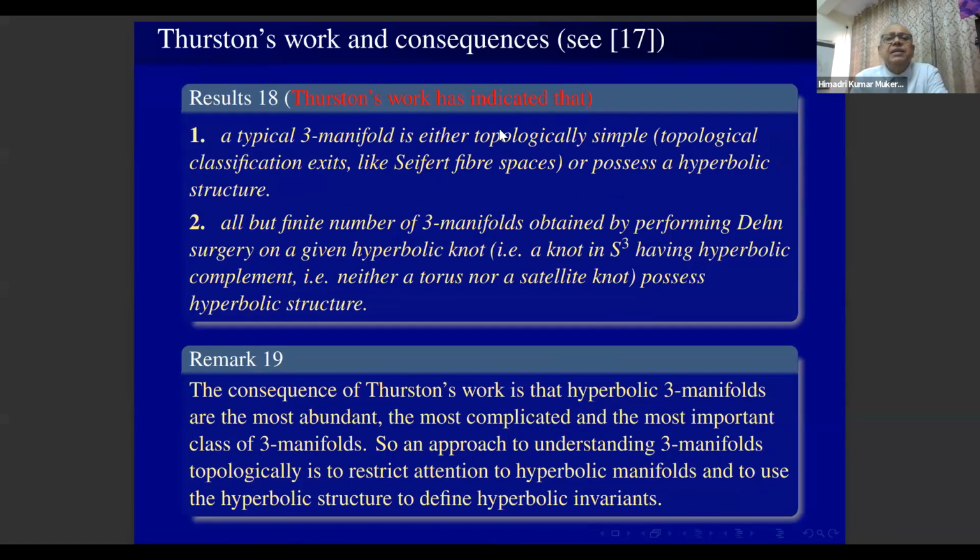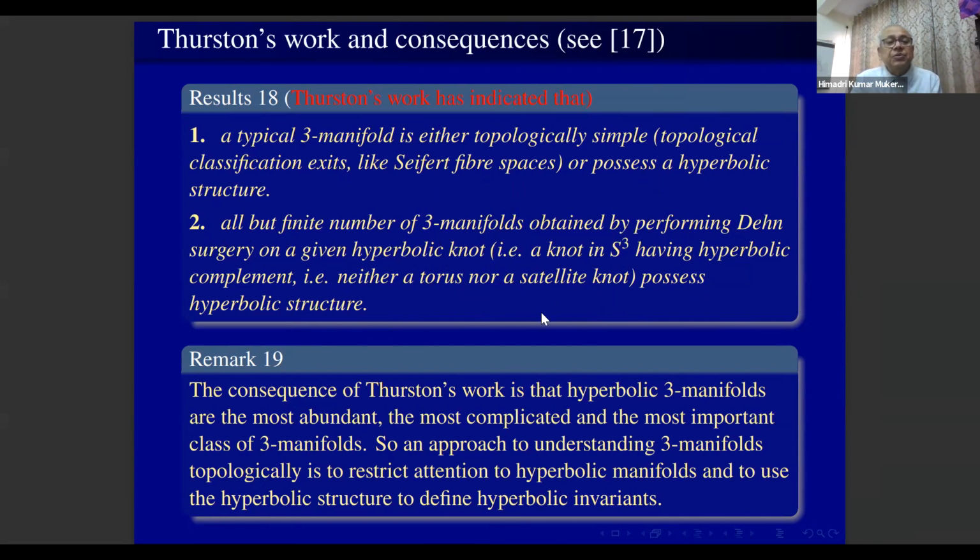Now, Thurston's work has indicated that a typical three-manifold is either topologically simple, that is, a topological classification exists, like Seifert fiber spaces, or possesses a hyperbolic structure. All but a finite number of three-manifolds obtained by performing Dehn surgery on a given hyperbolic knot, that is, a knot in S3 having a hyperbolic complement, that is neither a torus nor a satellite knot, possess a hyperbolic structure.